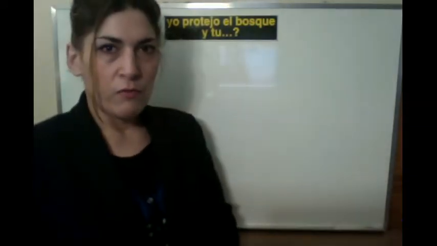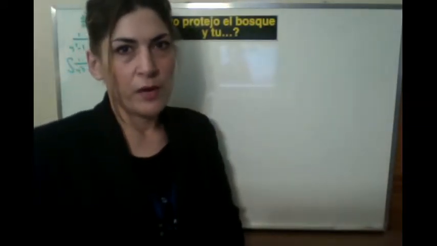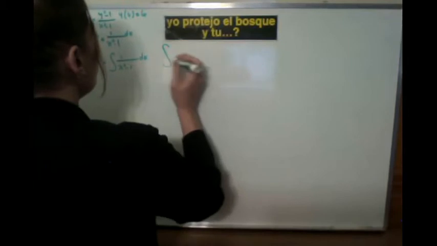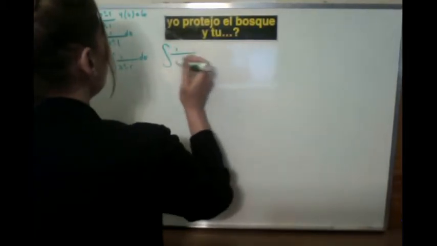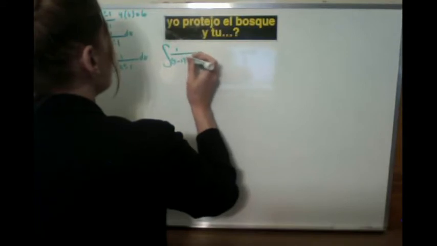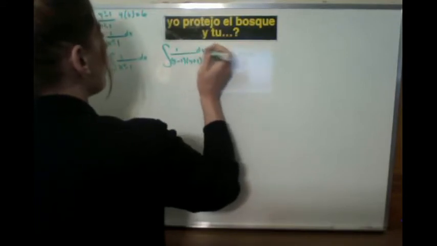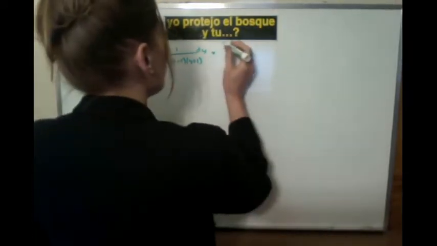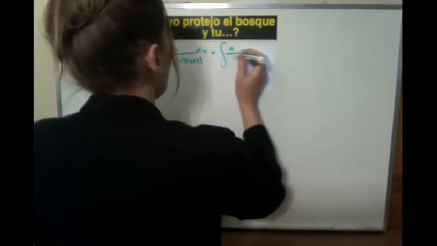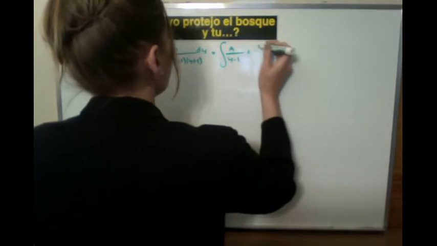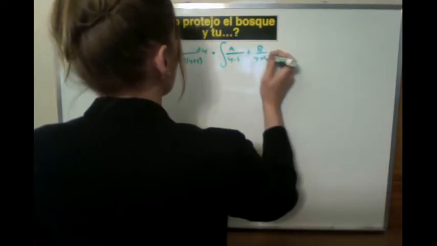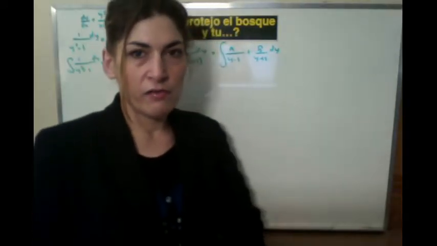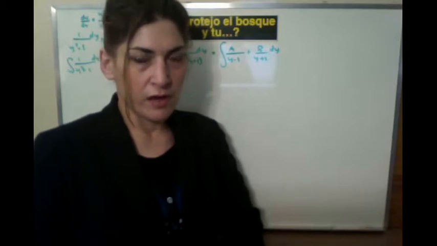To find the integral of 1 over y squared minus 1, we use the method of partial fraction decomposition. To begin, we factor the denominator to give us the integral of 1 over y minus 1 times y plus 1. We can now rewrite this as partial fractions to give us the integral a over the first factor plus b over the second factor. Next, we want to solve for values of a and b. This can be achieved using the common denominator.